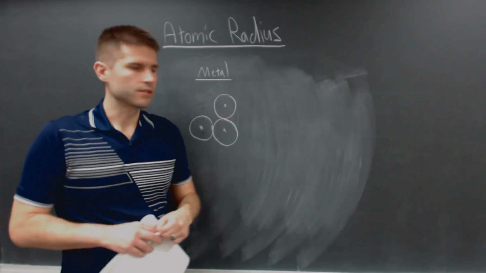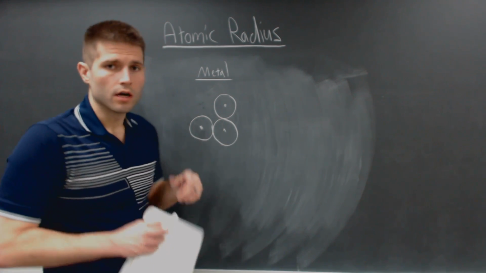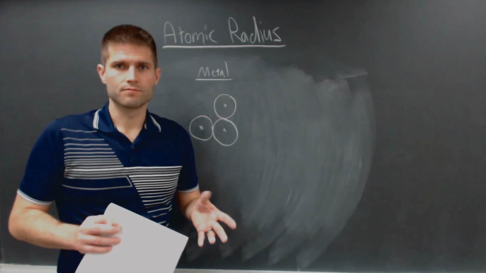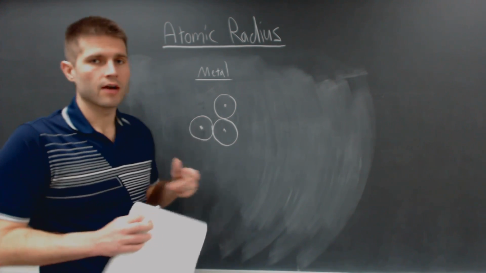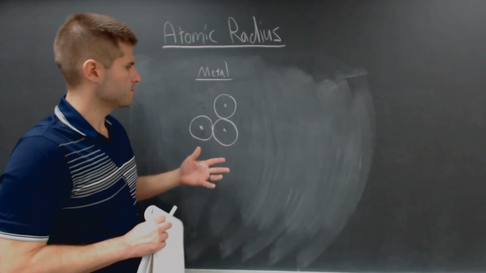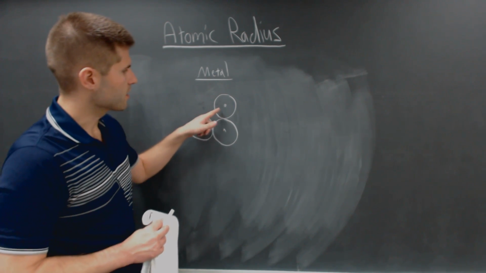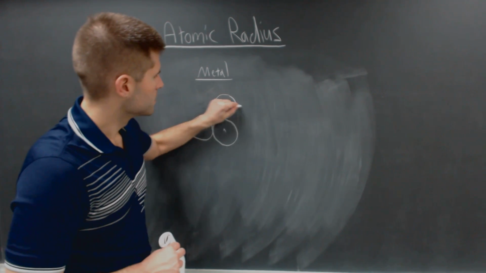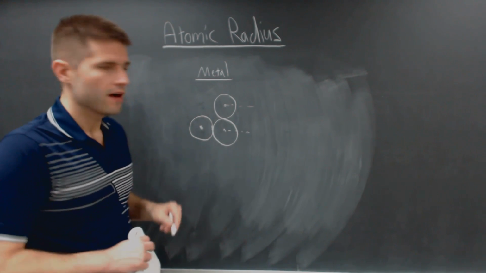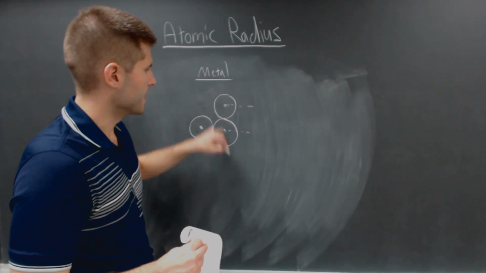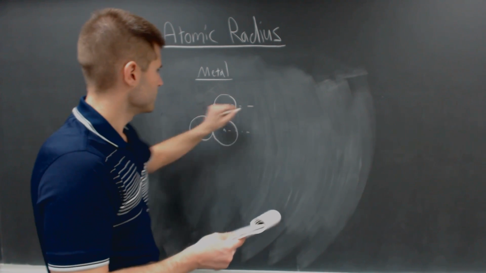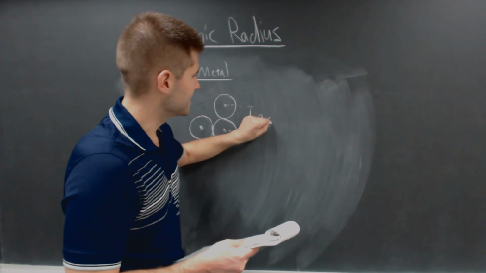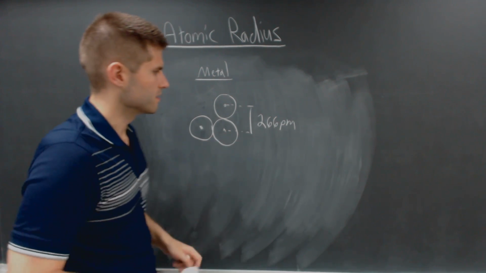Now, in order for us to determine what the radius is here, since we don't really know where the electrons are, that's going to become difficult. So the way that we've gotten around this problem is we've developed machines and instrumentation that can determine the distance between the nuclei. So you go into a laboratory and you calculate the distance between these nuclei. And let's say for this metal, we're going to get a distance between the nuclei of 266 picometers.